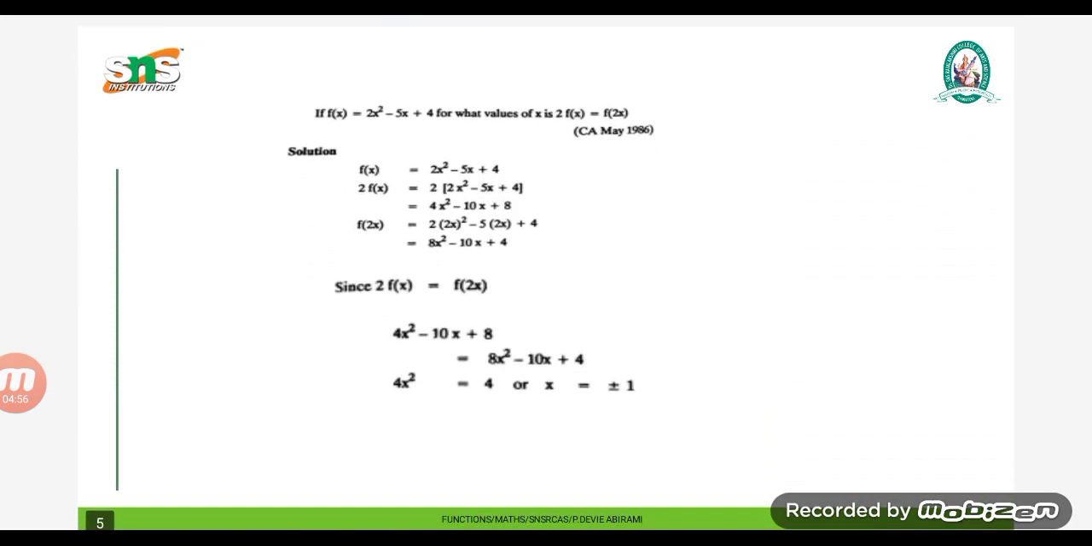My second problem is, they have given the function and a clue that 2f of x should be equal to f of 2x. From this I am going to calculate my x value. To find 2f of x, I multiply my function by 2. If I multiply it, I get 4x squared minus 10x plus 8. If I substitute x as 2x, I get the equation 8x squared minus 10x plus 4. If I equate both, I get the x value as x is equal to plus or minus 1. So this is how we can find our x value.